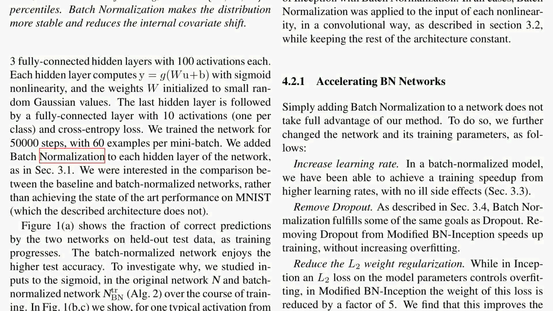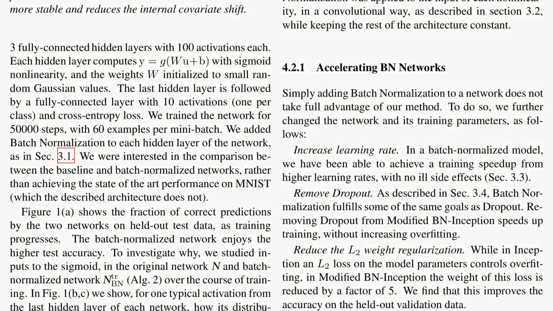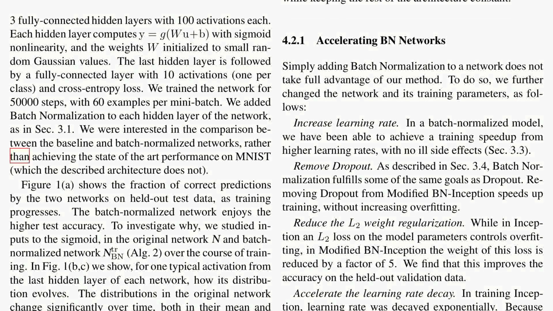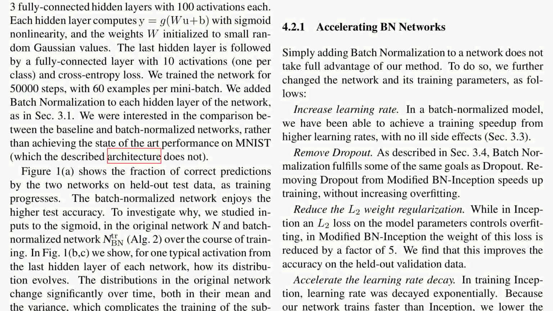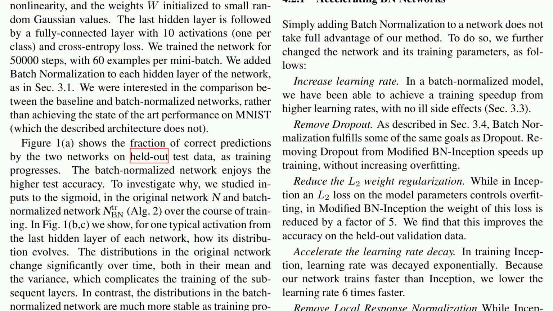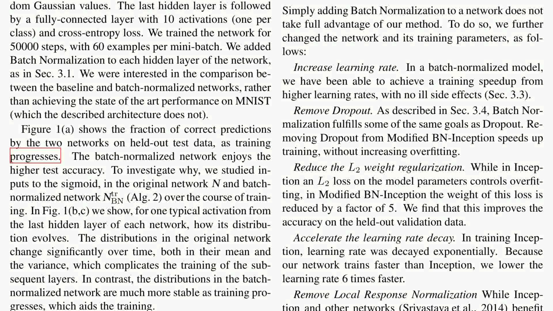We added batch normalization to each hidden layer of the network, as in Sec. 3.1. We were interested in the comparison between the baseline and batch normalized networks, rather than achieving state-of-the-art performance on MNIST, which the described architecture does not. Figure 1 shows the fraction of correct predictions by the two networks on held-out test data as training progresses.